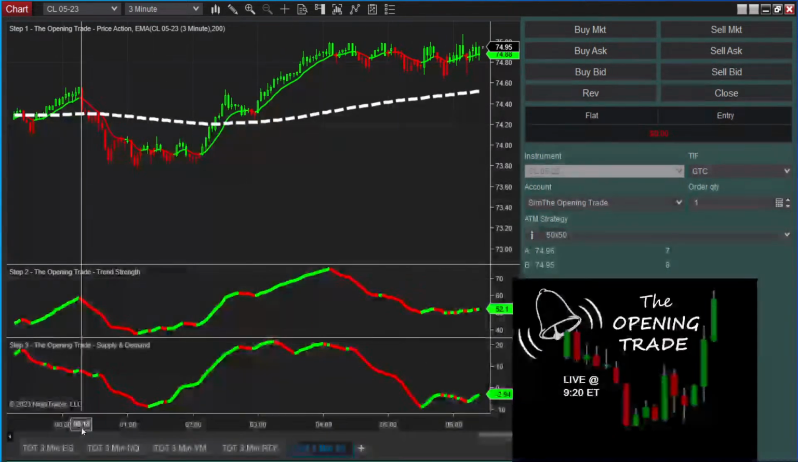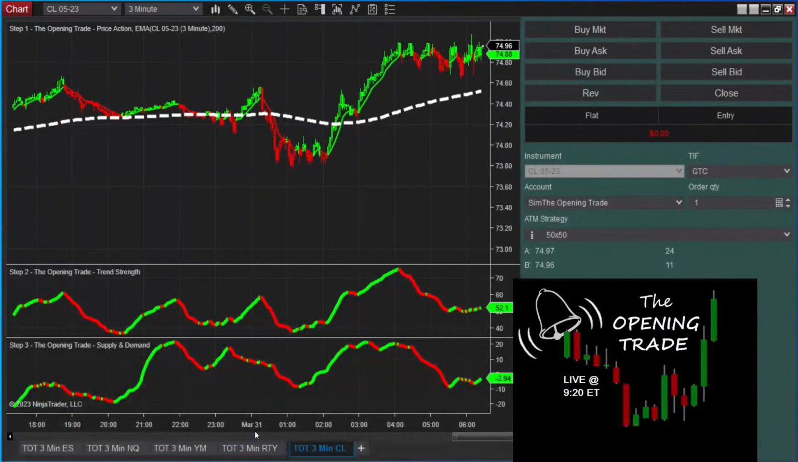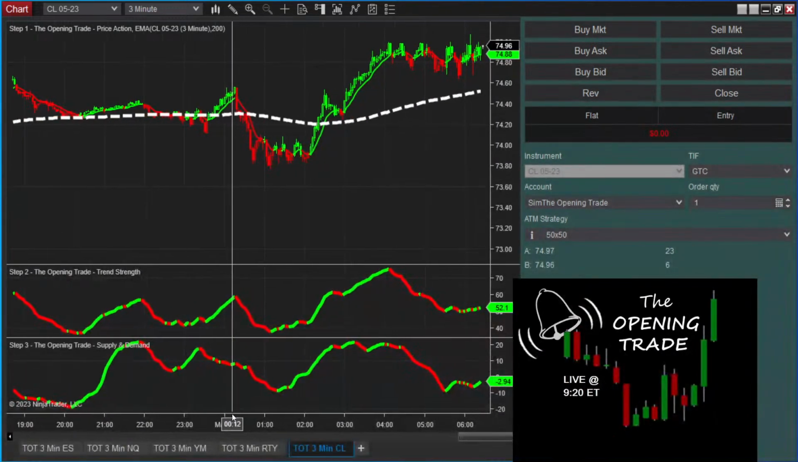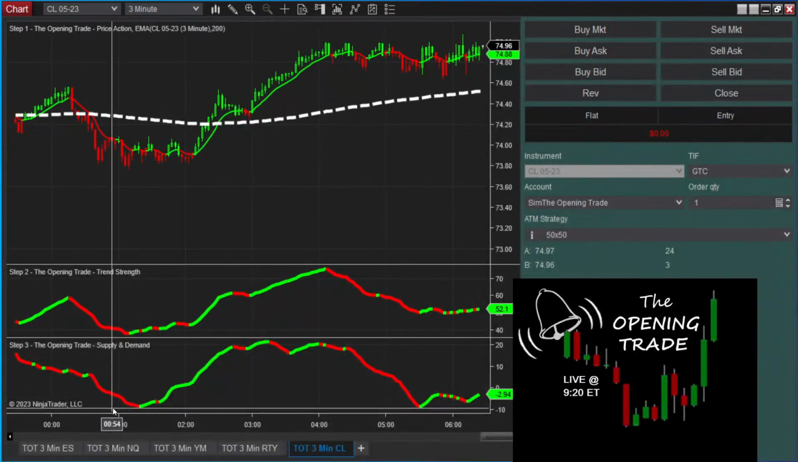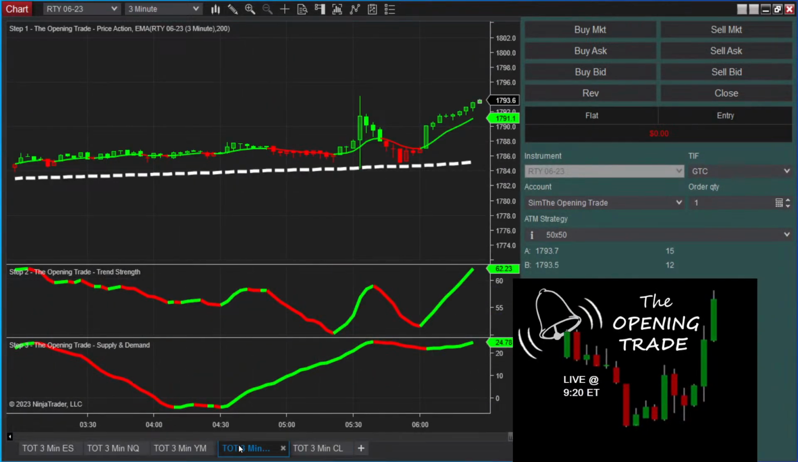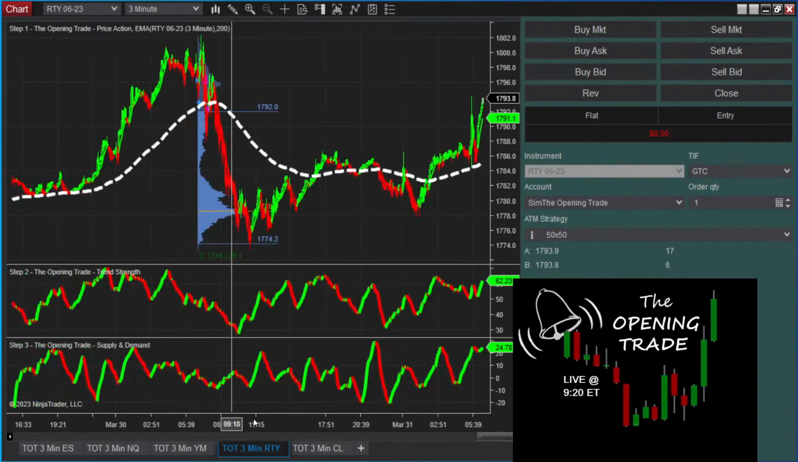So if today started right here, you can see crude oil has been above and below and then back above the 200 period EMA. Here we have the Russell 2000 futures.